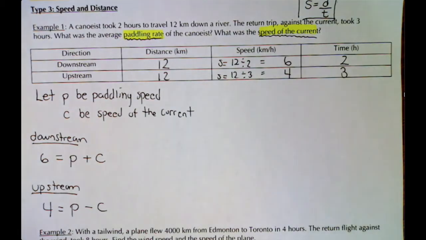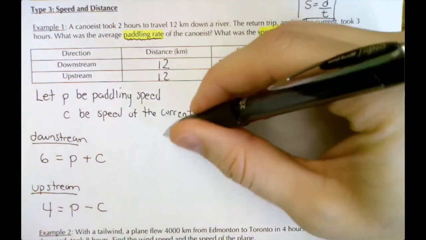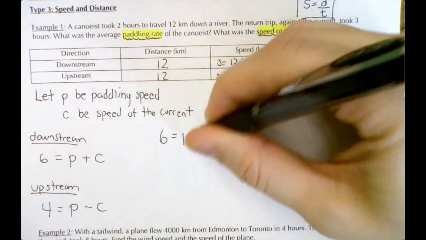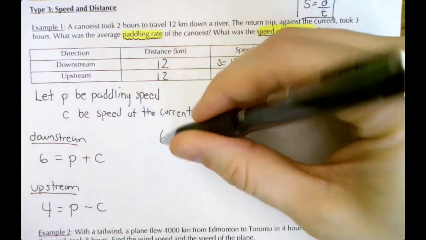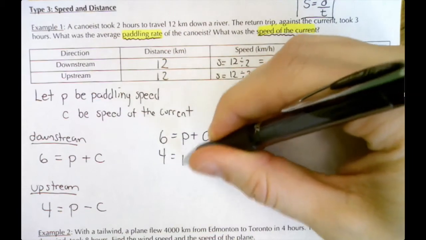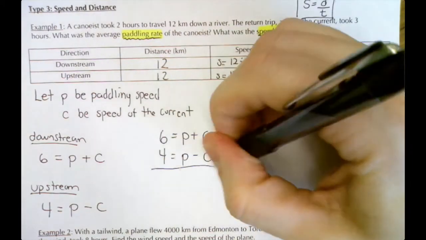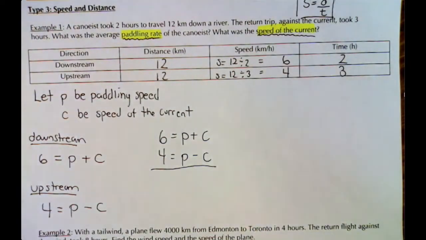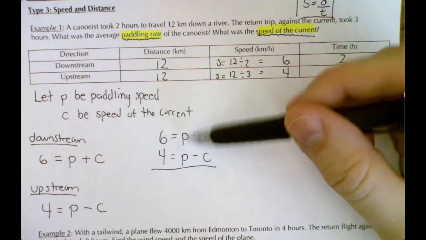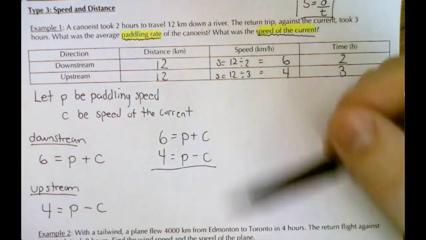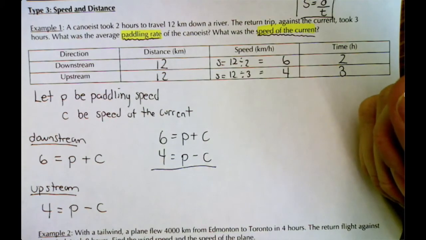So to figure out how fast we're paddling and how fast the current is, we can just do substitution or elimination. So I'm going to stack these equations on top of each other. We've got 6 equals P plus C, and 4 equals P minus C. And we can either add down the columns or subtract. If we subtract, we'll eliminate the P's. If we add, we'll eliminate the C's. So it's up to you. I'm just going to add.